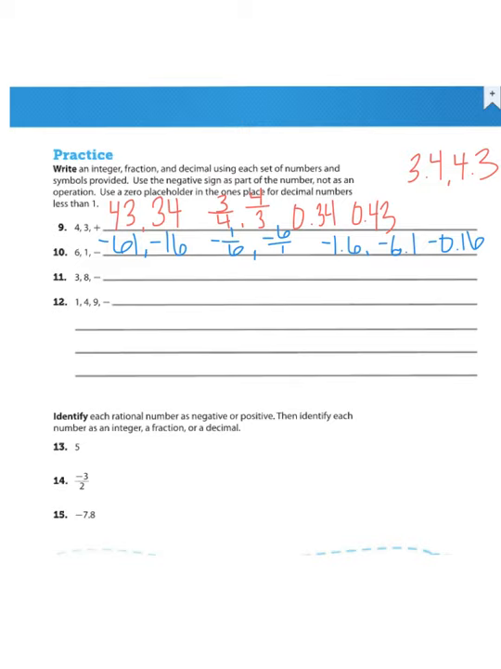All right, let's take a look at number 13. It says identify each rational number as negative or positive, and then identify each number as an integer, a fraction, or a decimal. On your slides, I just have you dragging the answer over so you don't have to type anything out. But for example, number 13, positive 5. So this would be an integer, and it's positive. So it has two answers. So you're going to tell me on number 14, is that an integer, fraction, or a decimal, and is it positive or negative?